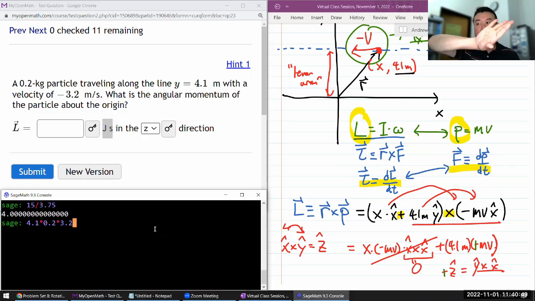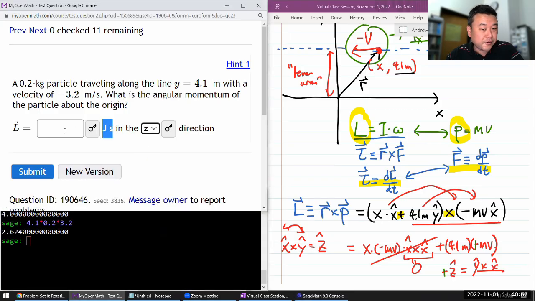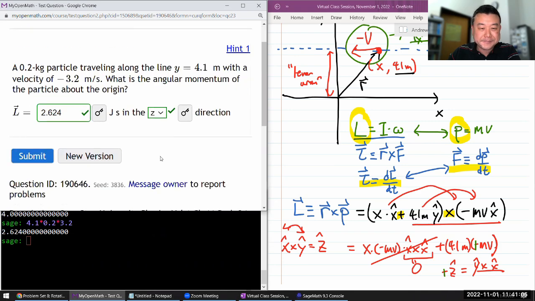From your perspective, r cross v, so thumb is pointing out. That is the direction of plus z. So I think that's right. And that's your only choice anyway. There's no choice of minus z. 2.64, in the basic SI unit.